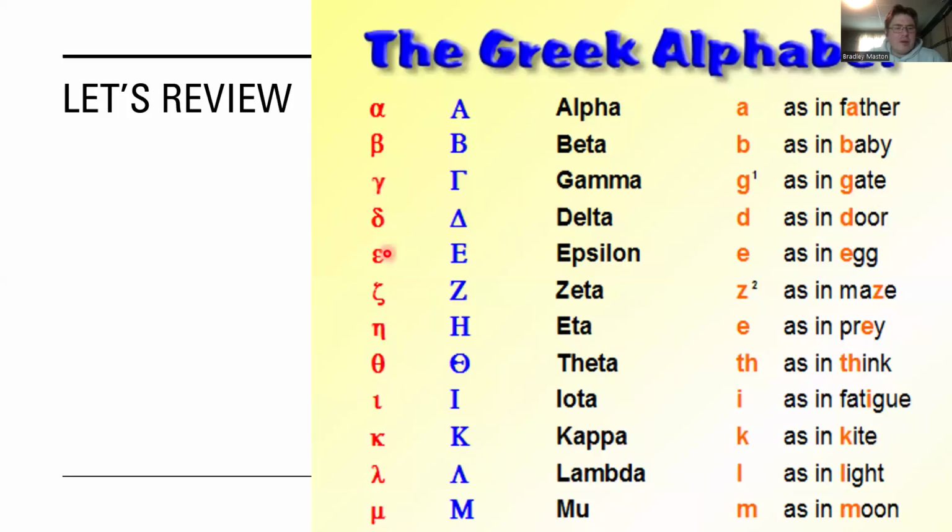You will not see a gamma that comes up as our soft G, like we would have in gentile or something like that. That's not going to be something you should expect. However, if you see two gammas together or followed by another nasal, then it's going to take that NG sound or N sound, like in angelos, which we'll look at today as one of our vocabulary words.